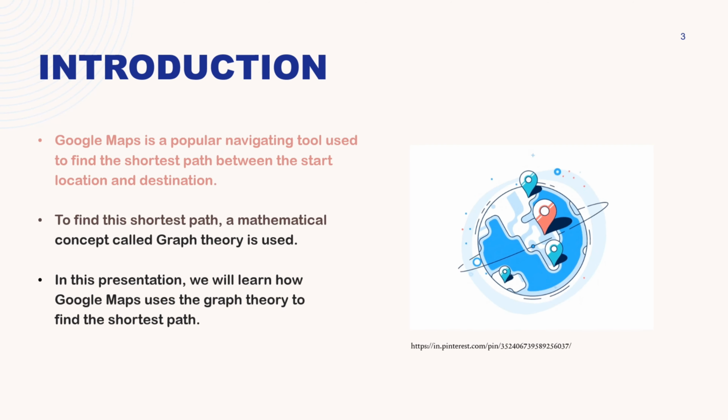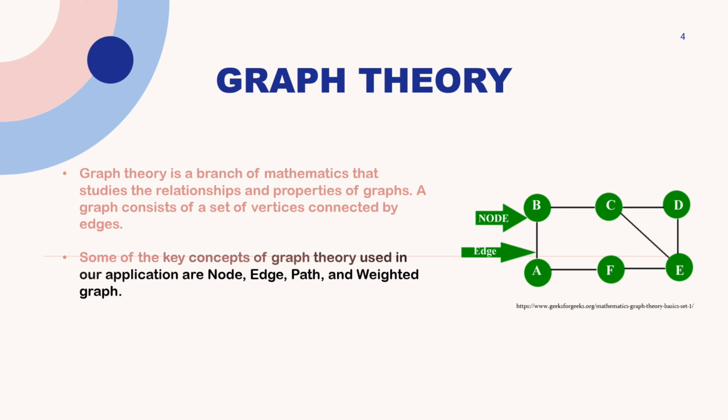Graph theory. Graph theory is a branch of mathematics that studies the relationships and properties of graphs. A graph consists of a set of vertices connected by edges. Some of the key concepts of graph theory used in our application are node, edge, path, and weighted graph.